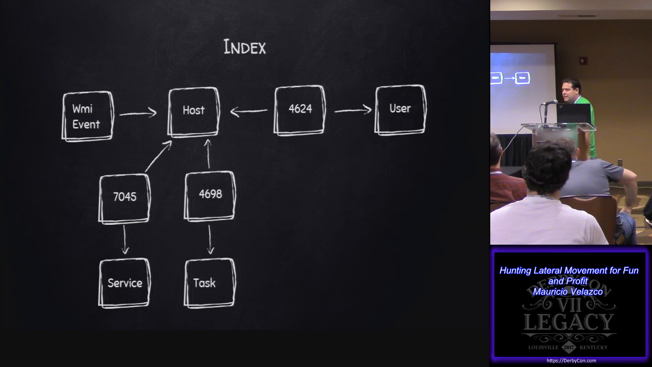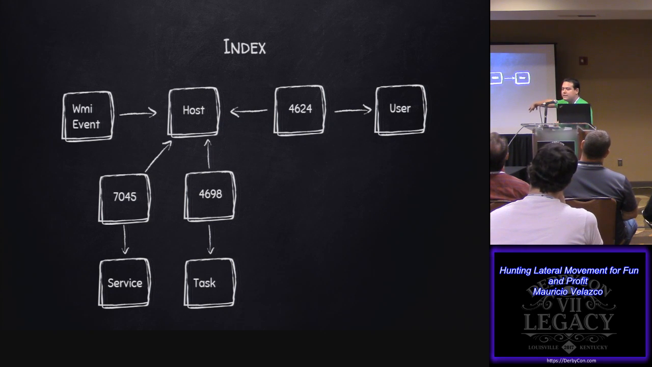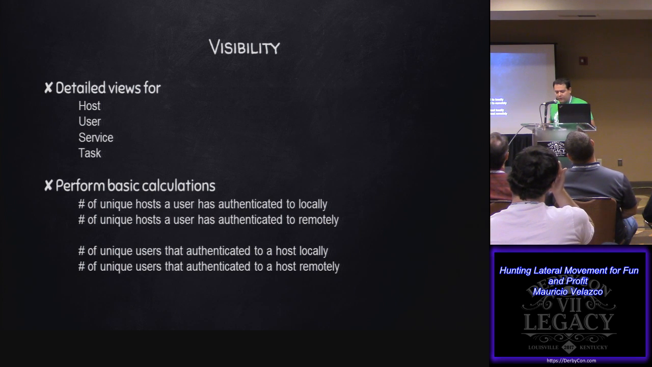All right. Then this is the index piece. I'm using Python and an MVC framework called Django, and so we have a relational database, right? So this is kind of how I define the schema. You have a host and a user, and then they're both connected to each other with an authentication event. You have the service creation event, the 7045, and then the 4699, which is a scheduled task. And then the unique number of hosts a user has authenticated to remotely. This could be interesting. And same for the host. So we'll just jump to the demo.